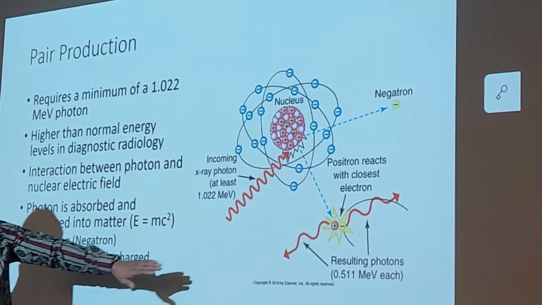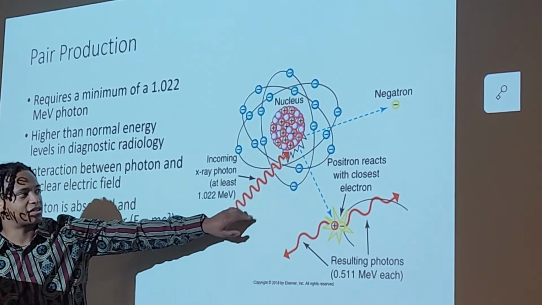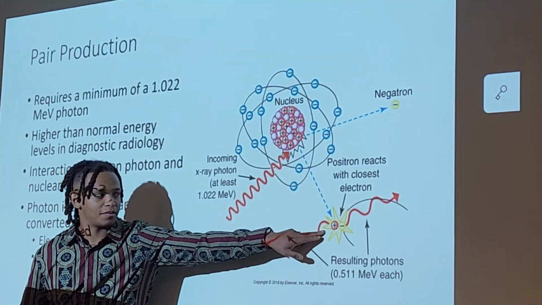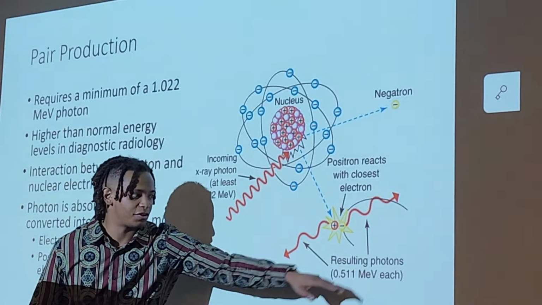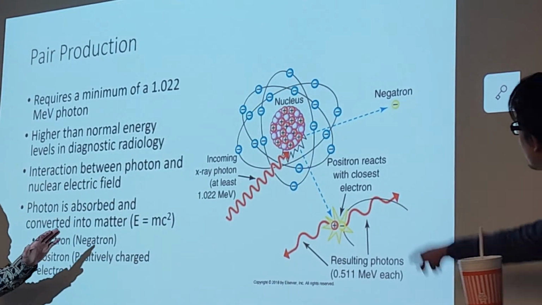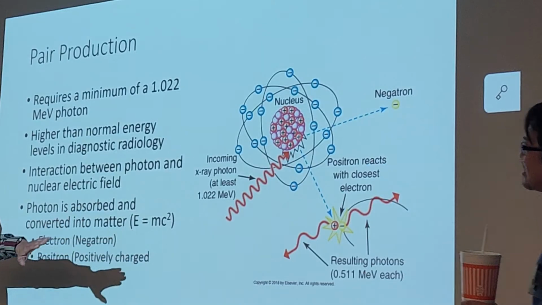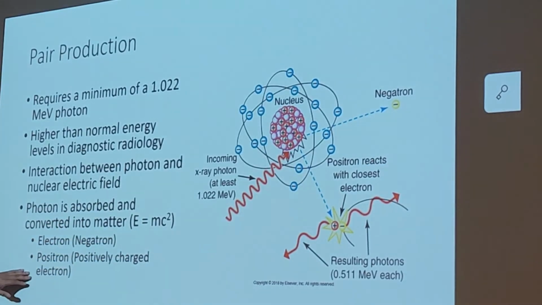This is a zoomed in part right here. As you can see, when it hits the nuclear space, it creates two resulting particles. So when this interaction happens, the photon is absorbed and converted to matter, okay? So another test question can be: which interaction creates matter? And you would know that it's pair production, all right? And the results that are produced are these two right here.